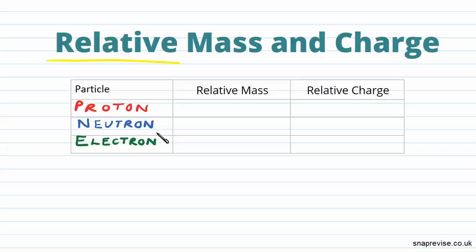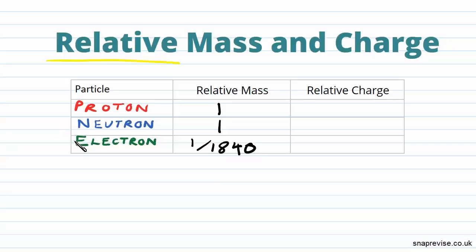So if we start with our proton, it has a relative mass of 1. Our neutron is a similar size to our proton and has a relative mass of 1 as well. Now, as I said before, our electrons are incredibly small. They have a relative mass of 1 over 1,840, an incredibly small number, and much smaller than that of protons and neutrons.